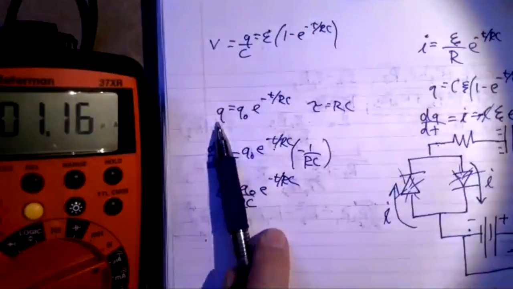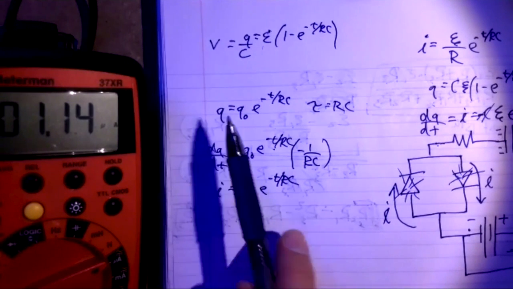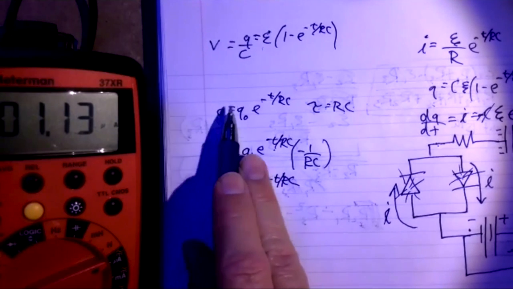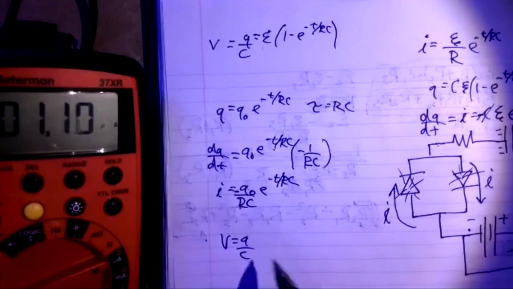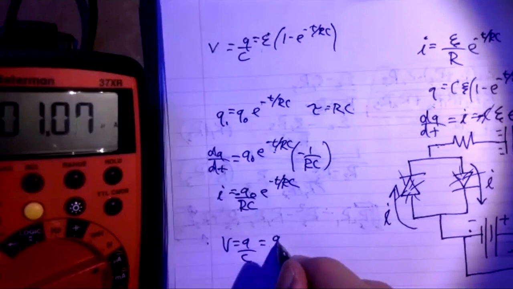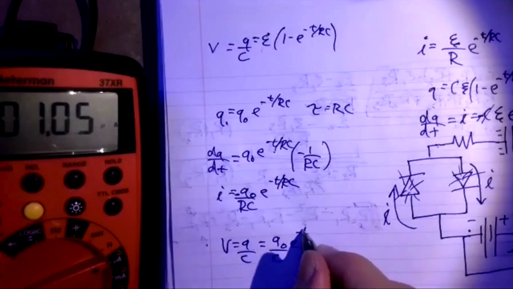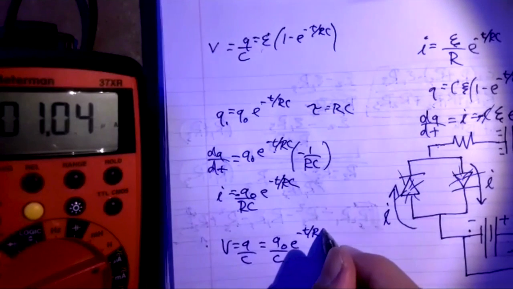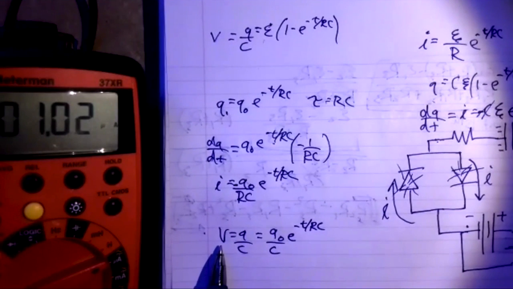Okay, and if we want to know what our voltage is when this thing is discharging, we can divide that by C because we know that V equals Q over C. So if I go right here, now I will have Q0 divided by C times e to the minus t over RC. So the voltage from your capacitor changes over time.